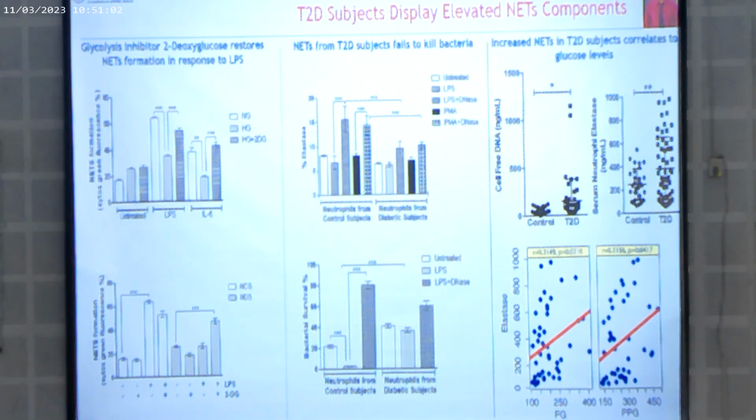Later we found that diabetic plasma also has more NET components, that is, cell-free DNA and neutrophil elastase, which correlated with the fasting glucose and post-prandial glucose levels.